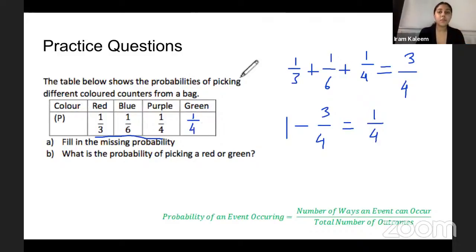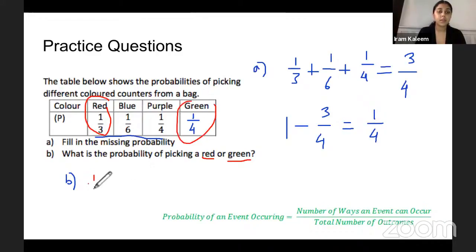So that was part A. So well done if you got a quarter. Let's do part B. What is the probability of picking a red or green? So in this case, what we would do is we would take the probability of red and the probability of green, and we would just add them together, because we haven't been given the number of counters. We've just been given those probabilities. So we can simply add them together.